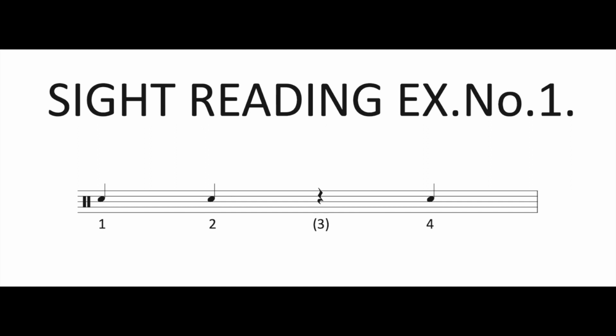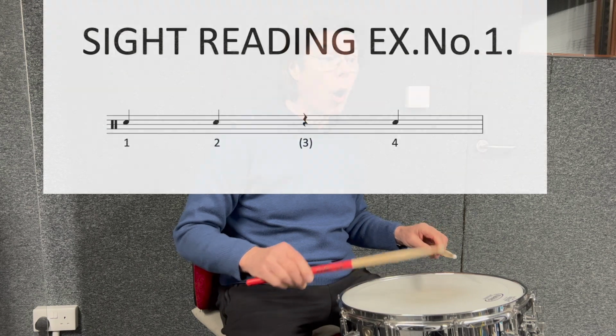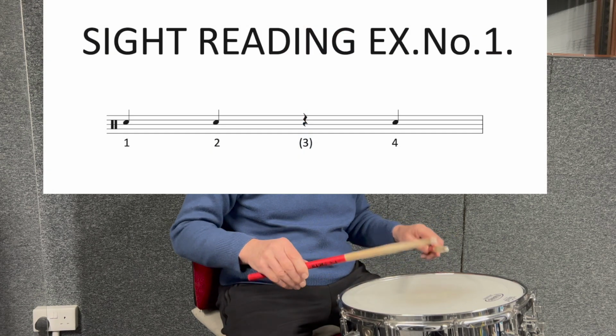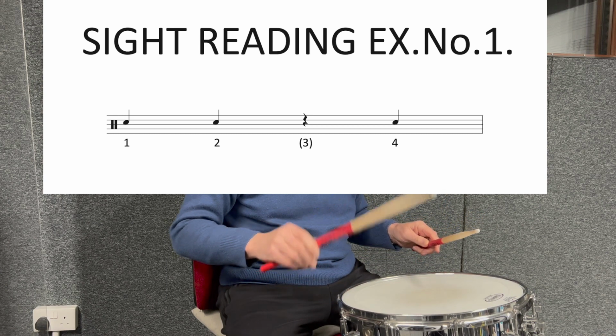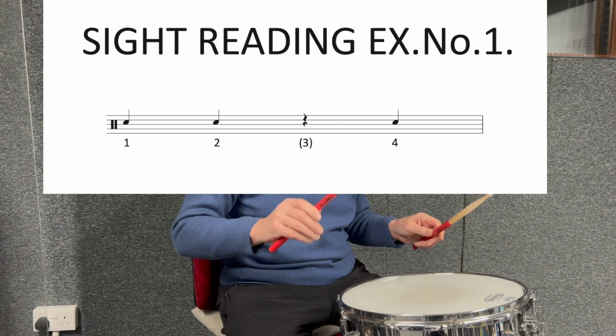Okay, let's have a look at some quarter note and eighth note sight reading exercises with some quarter note rests. So here we go with exercise number 1. So we count 1, 2, 3, 4, but we have a rest on beat 3. So we still count beat 3, but we don't play it. So it would go like this. 1, 2, 3, 4.